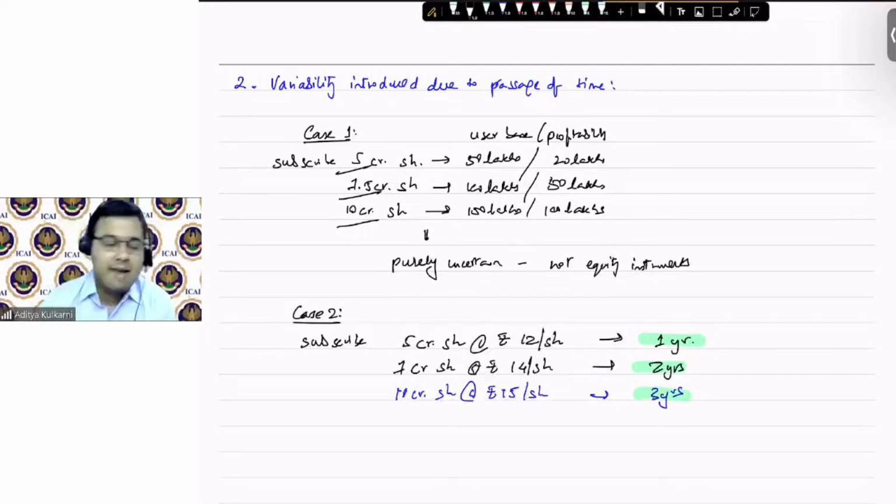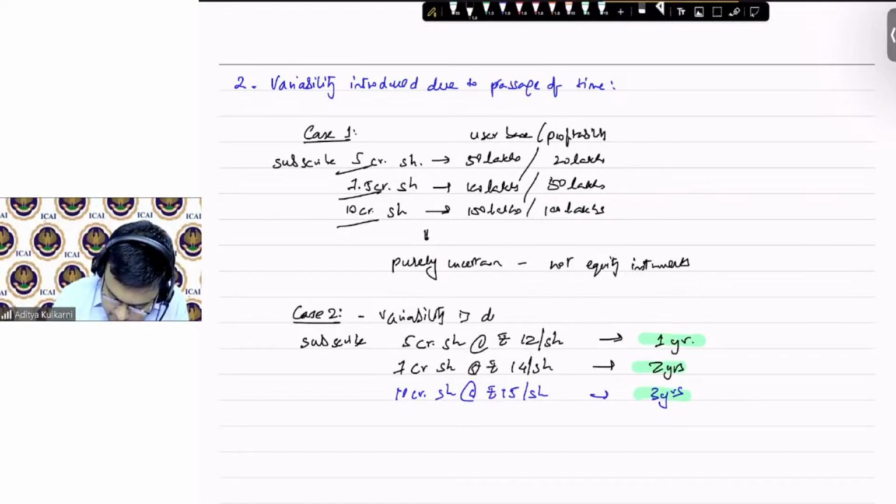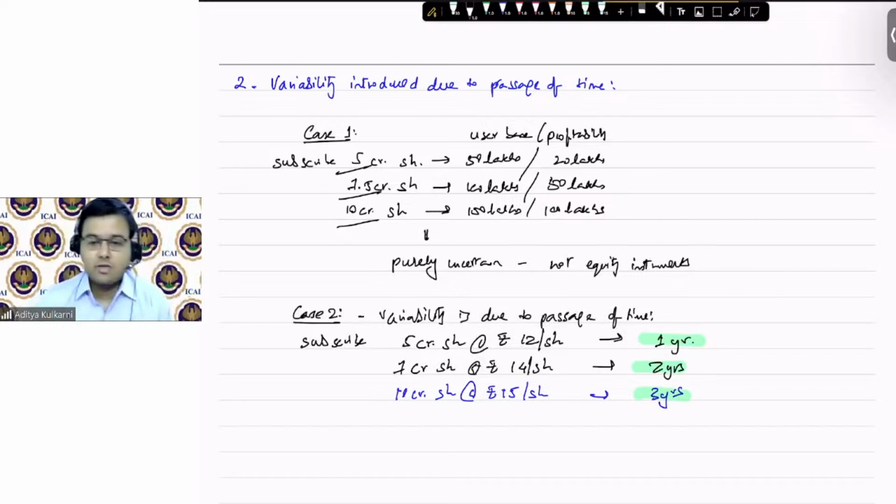Okay. But in the second case, if you view it on a standalone basis, it is only because of passage of time that you are getting an additional number of shares with a variable price. So after 1 year, if you exercise 5 crores, after 2 years, 7 crores, after 3 years, you can take home 10 crore shares. Okay. So therefore, this is happening only due to passage of time. So can I say variability is due to passage of time? Can I say this? Answer is yes, you can say.